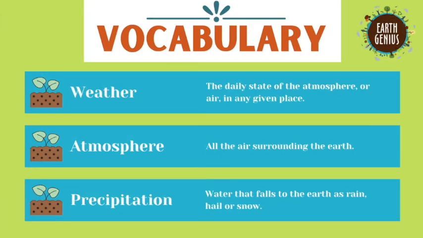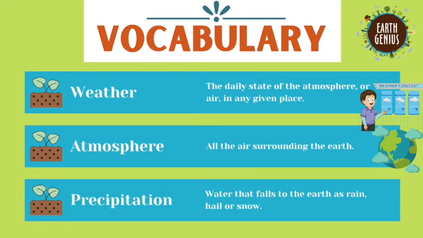So make sure that you write them down in your garden journals as you follow along, and you can pause it at any time to make sure you can keep up. Our first word you probably already know, and it's weather. Weather is the daily state of the atmosphere, or the air, at any given place. So it's exactly the way things feel that day in your environment.